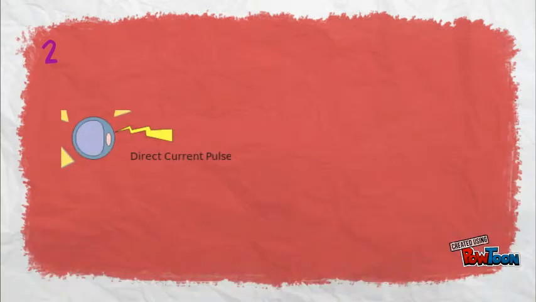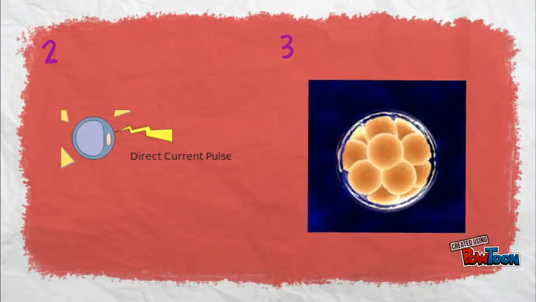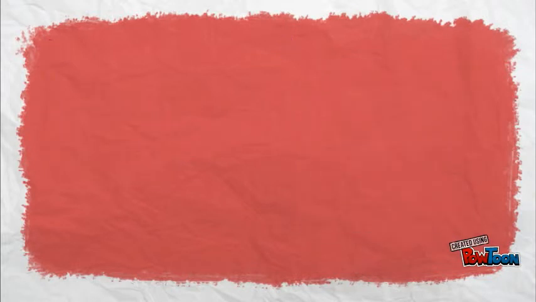They made the cells fuse by using an electrical impulse. Then, they cultured it for 6 to 7 days to make sure the cell developed into an embryo before implanting it into a surrogate mother.